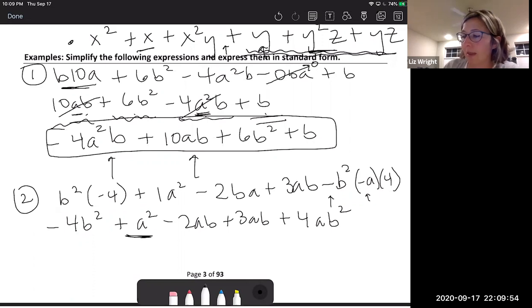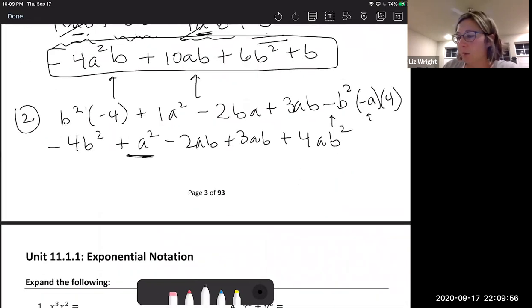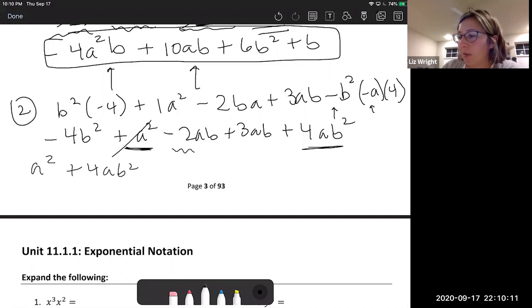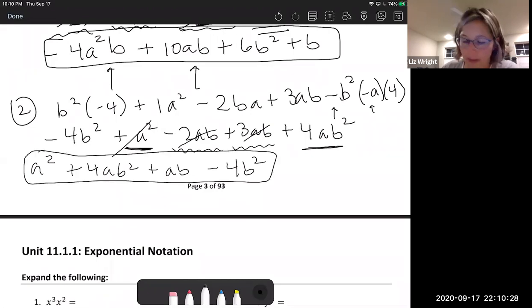All right, so now I'm looking through the terms and I'm looking for which one alphabetically is going to come first. And that is going to be this one right here. So we're going to have a squared, and I'm going to cross it off because I'm done with it. And then I've got an ab squared down here. So I'm going to write plus 4ab squared. I'm looking at these two and I can combine them because they're the same exact variables raised to the same exact power. So we're going to combine those at plus ab. And then finally, we're going to write minus 4b squared. And that is going to be our answer. So I'm going to box that up.